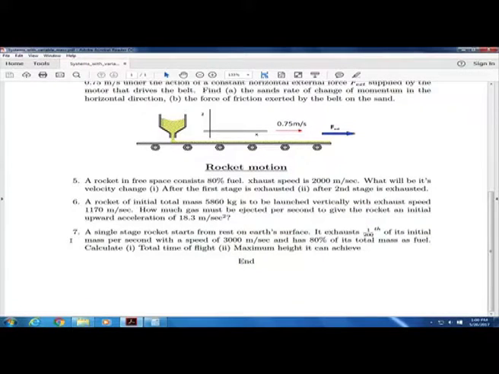Okay. So, the problem is a single stage rocket starts from rest on Earth's surface. It exhausts 1/200th of its initial mass per second with a speed of 3000 meter per second and has 80% of its total mass as fuel. So, we have to calculate the total time of flight and maximum height it can achieve. Okay. So, this is a pretty straightforward calculation, only thing is we need to first identify the important parameters like alpha and beta, and then the rest will be easy. Okay. And also u is given.